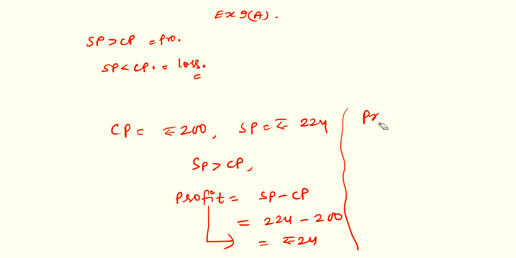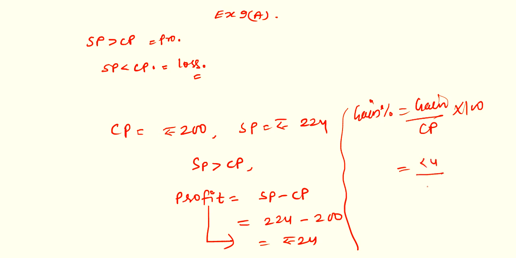Now the gain percent that we have to calculate. Gain and profit both are same. So gain percent equals gain upon CP into 100. Our gain is profit and profit is rupees 24, CP is 200 into 100. Zeros get cancelled. 2 1s are 2, 2 2s are 4. So your answer is 12% gain.